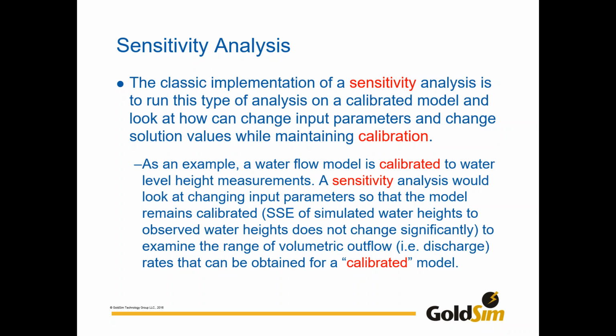So a classic example of this is, a water flow model is calibrated to water level measurements. Sensitivity analysis will look at changing input parameters so that the model remains calibrated. So our sum of squared errors doesn't change significantly, remains below our threshold. But what we're wanting to see is, how does that change our volumetric outflow rates? Okay.